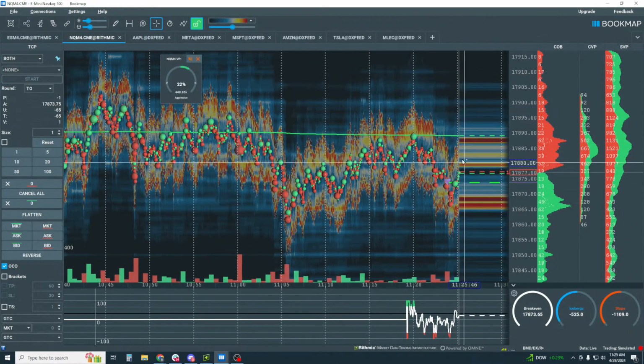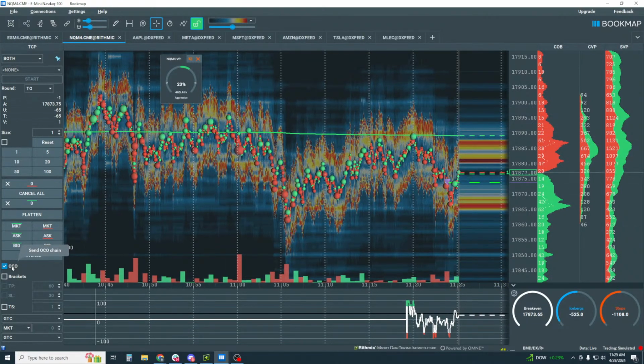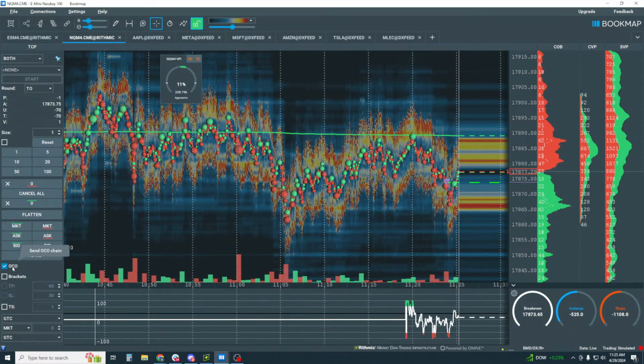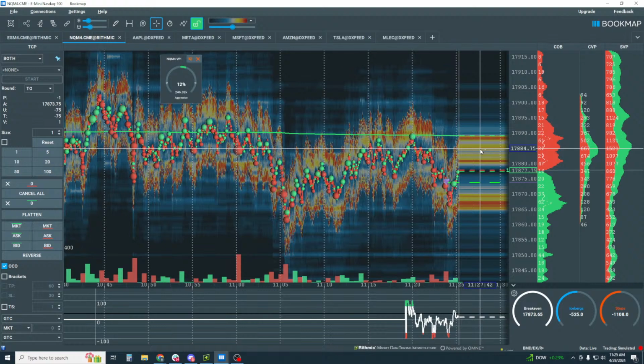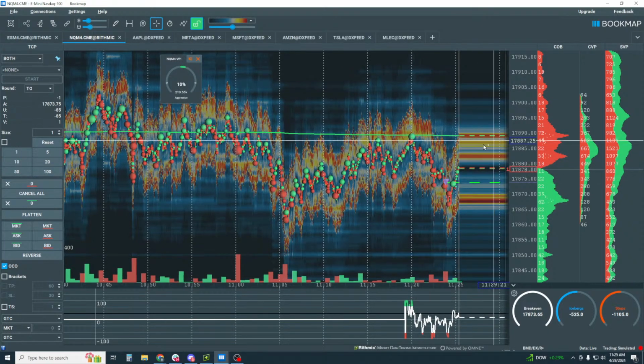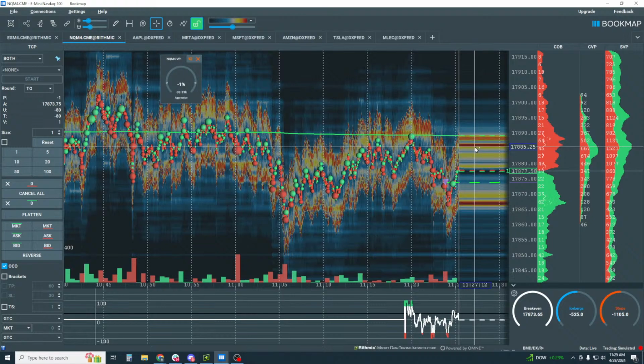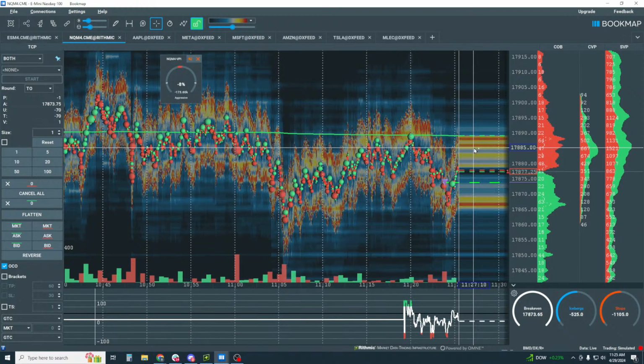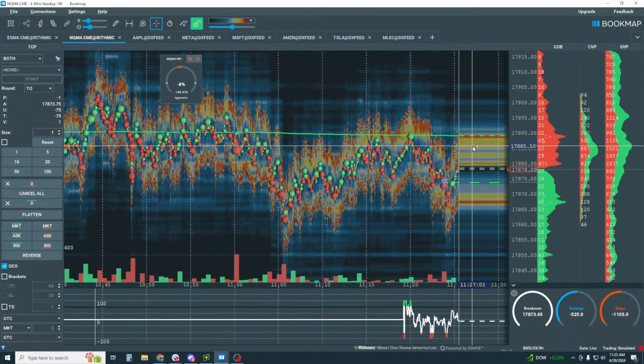Okay, so to do that OCO, I'm going to be placing a buy and a sell. All right, so now to place the stop, I'm long or I'm short here, so I want to be a buyer. So I'm going to left click in here, but I don't want to left click above current price without holding shift down. So hold shift down.